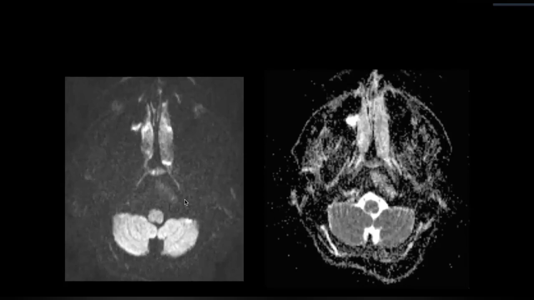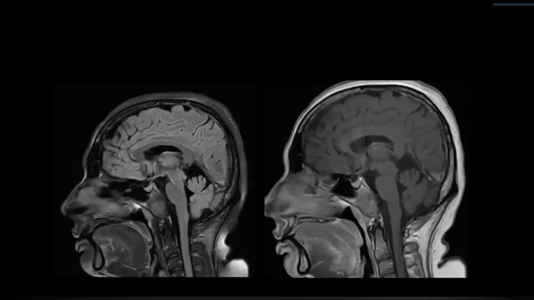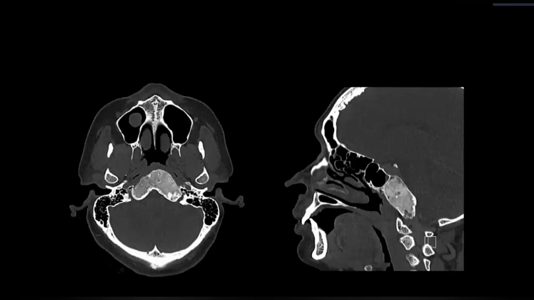And here it enhances. And again, as we can see here, the bone is expanded, the cortex is thin, it is intact. So that is your classic fibrous dysplasia.